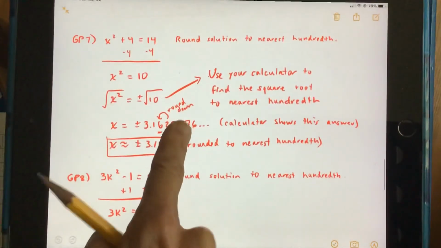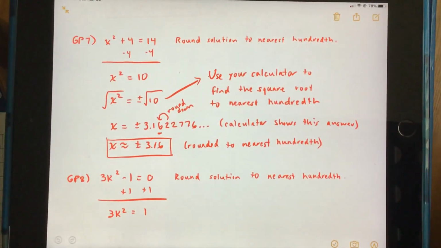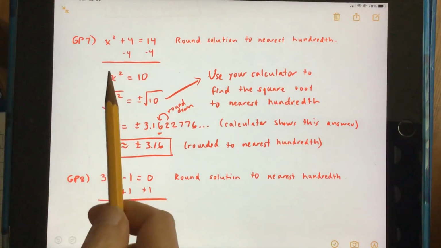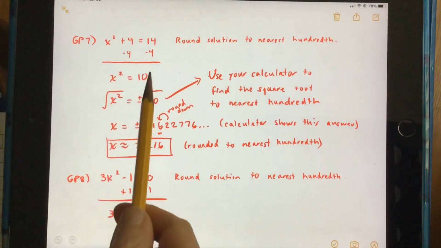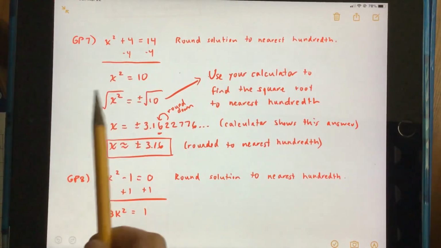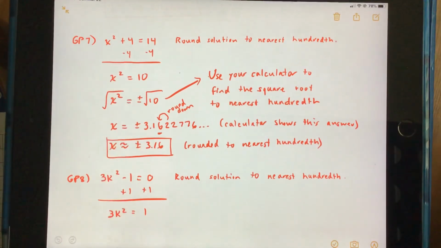Guided practice 7 and 8, we're going to use our calculators at the end of working out this problem to get some values, since we will not have perfect squares in our radical this time. So we're going to start the way we have on all our other problems. We'll start by isolating x squared. In this case, we're going to subtract 4 on both sides. And then we arrive at x squared is equal to 10.